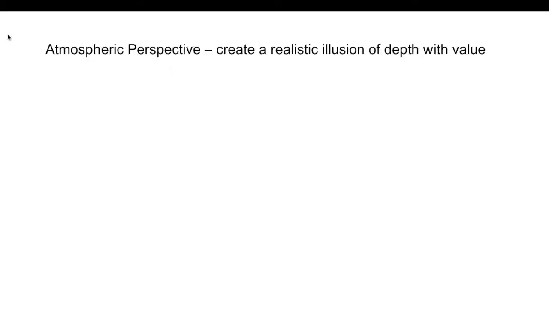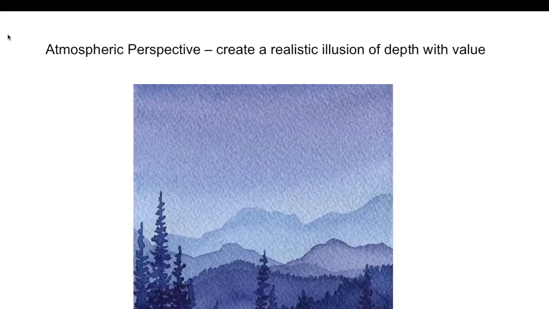Atmospheric perspective. Now that's when you create a realistic illusion of depth with value, because this is all about creating the sense of space, right? Creating the sense that your two-dimensional artwork has a lot of depth, that it goes really far back. So you've done that with atmospheric perspective. Many of you have done a little watercolor study where the back value is light, the front values are dark, and that change from dark to light creates this little illusion of depth.